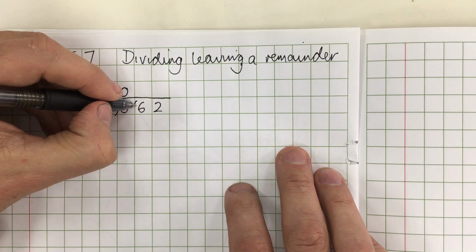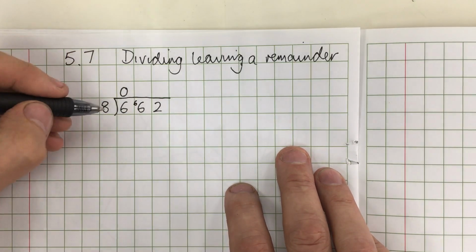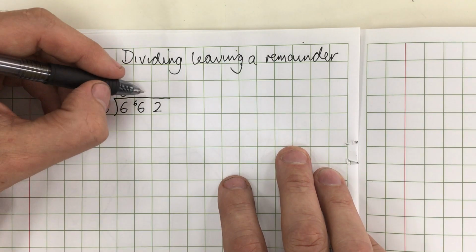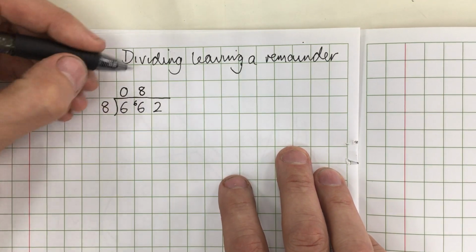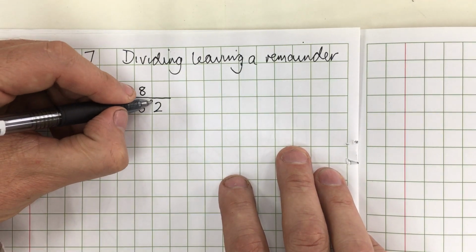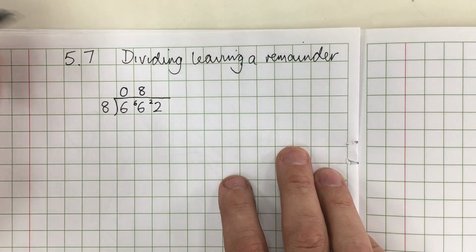So I'm now looking at these two digits. How many 8s are there in 66? Well, I know 8 8s are 64, which means that we've got a remainder of 2. So I'll bring my remainder over here.